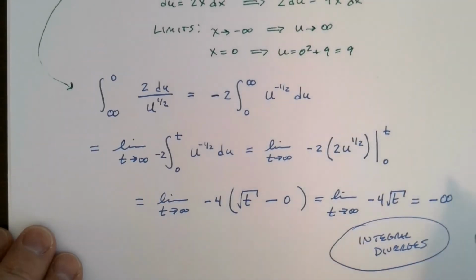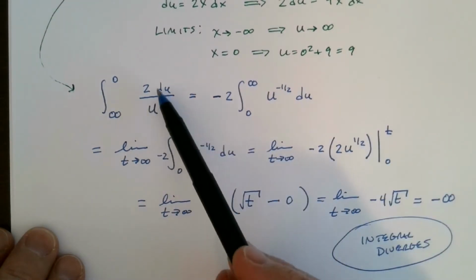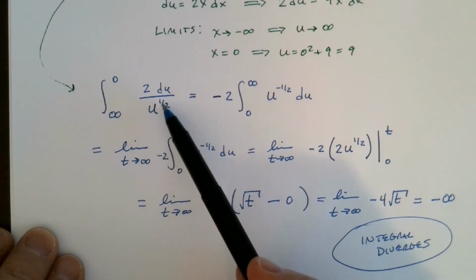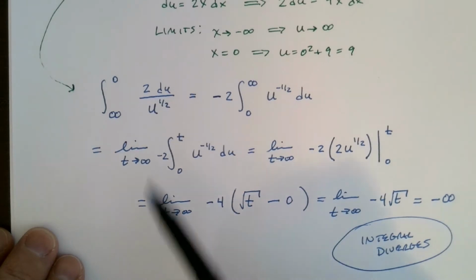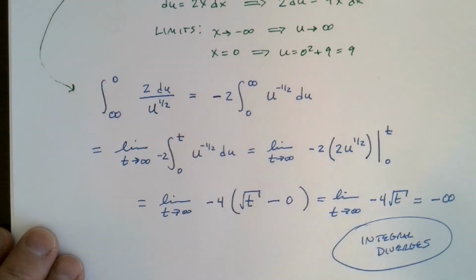Again, at this stage, we can actually look at this as being a p integral in a sense. Instead of x to the p, I've got u to the p down here, where p is a half. And if you remember, if p is less than or equal to 1, then the p integral diverges. But again, you don't have to memorize that to do these. You can still work them out just like I've done these.